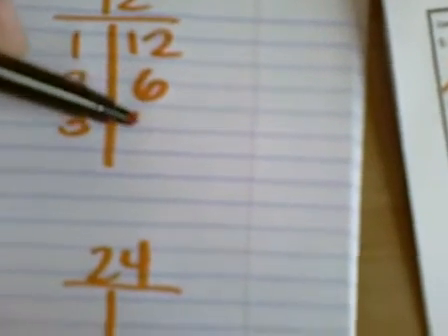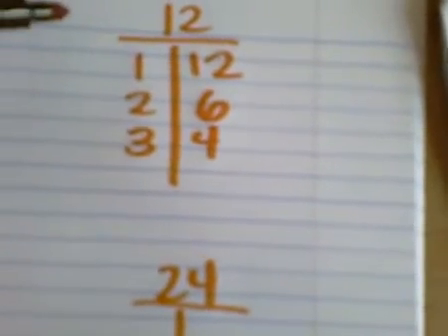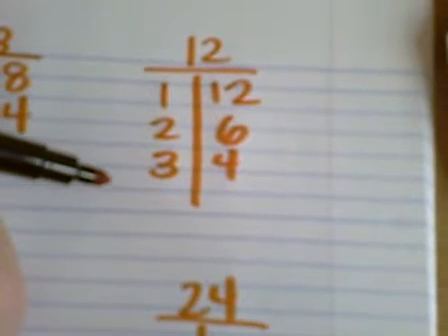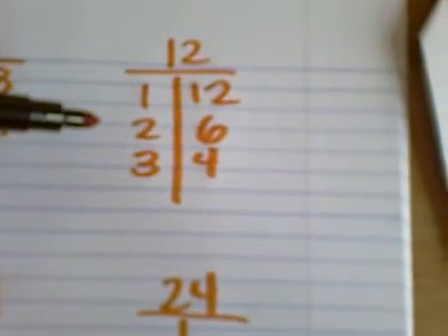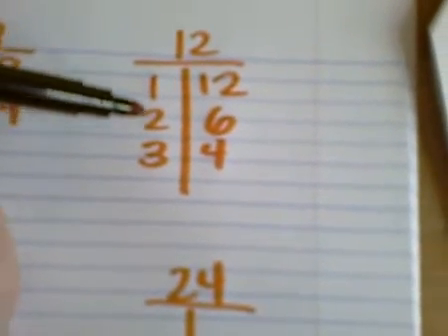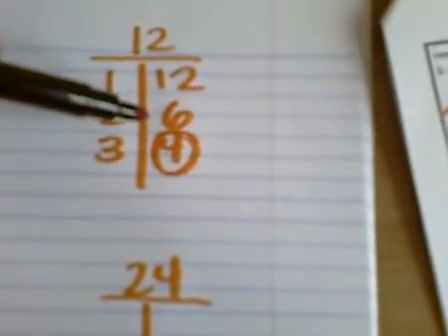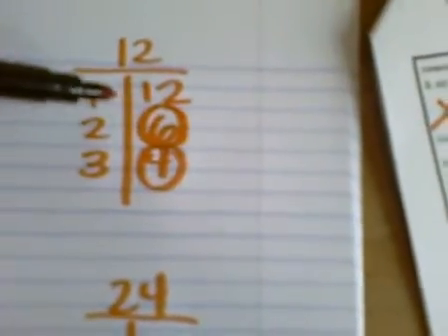Next one, 12. I know 1 and 12 equal 12. It's even, so 2 times 6 equals 12. 3 times 4 equals 12. And there's nothing times 5 that equals 12, and I already have my factor of 6. So there is something times 4 that equals 12, and there is something times 6 that equals 12. So B is a possible answer choice.